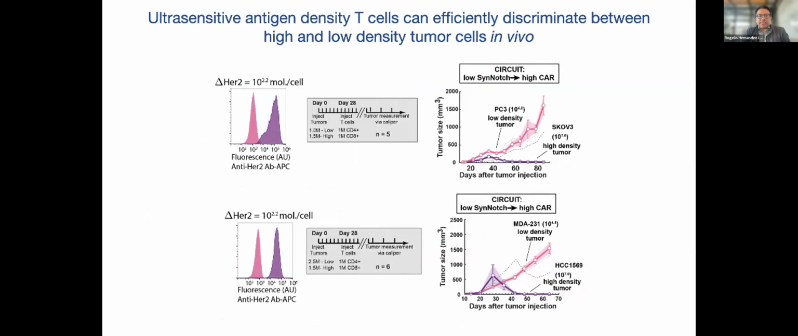You can repeat similar assays, but now for different types of tumors, for example, ovarian cancer or breast cancer, that express 10 to the 7 molecules of HER2, and use others as proxies for normal tissue, something that expresses very low levels. And then you can see that only the tumors that express the high levels are getting killed.